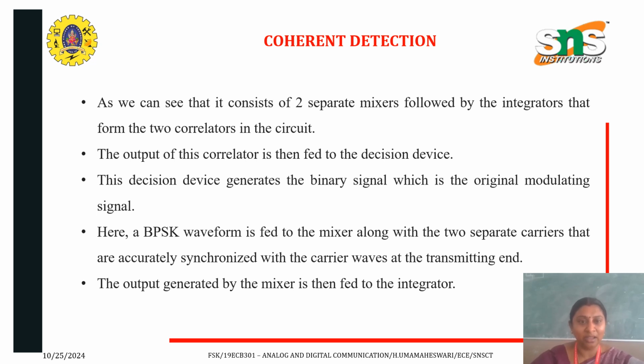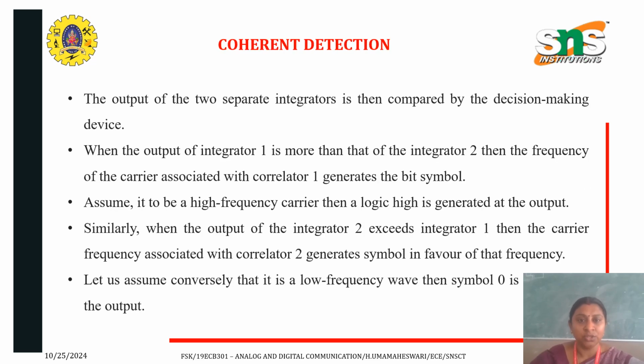So the FSK waveform is fed to the mixer along with the two separate carriers that are accurately synchronized with the carrier waves at the transmitting end. The output generated by the mixer is then fed to the integrator. The output of the two separate integrators is then compared by the decision making device. When the output of integrator 1 is more than the output of integrator 2, then the frequency of the carrier associated with correlator 1 generates the bit symbol 1. Conversely, if it is a low frequency carrier wave, then symbol 0 is transmitted at the output.